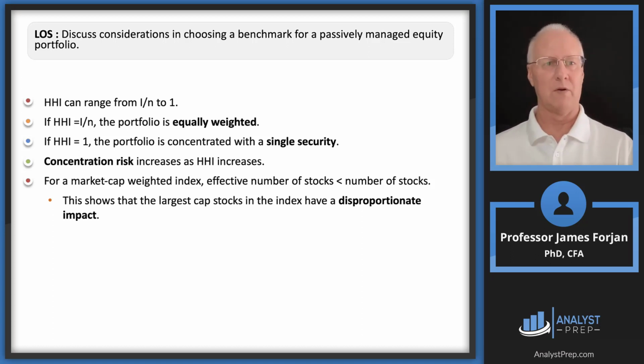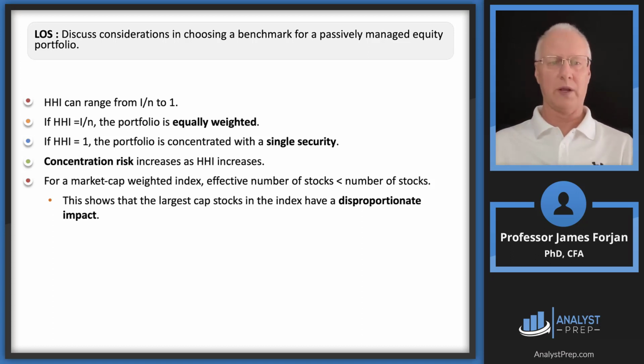A couple of points about all this. This index can range from 1 over n to 1. If it is 1 over n, then the portfolio is equally weighted. If it equals 1, then that's just one security. So look at that fourth embedded bullet point there. That's probably a good discussion consideration. So concentration risk increases as HHI increases.